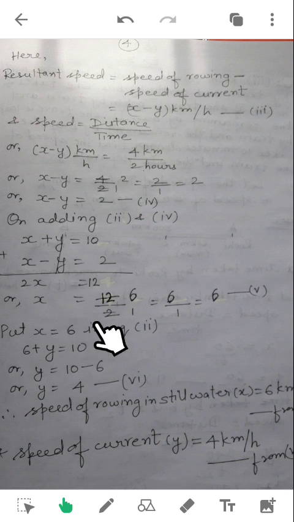Now we put this value of x as 6 in equation second. The second equation is x plus y is equal to 10. In place of x I have written 6. 6 plus y is equal to 10, or y is equal to 10 minus 6, or y is equal to 4. Therefore the speed of rowing in still water, this is x, and we have got the value of x as 6 in equation fifth. So this is the speed of the boat or speed of rowing in still water when the water is not moving, and the speed of current, that we assumed as y, is 4 km/h.